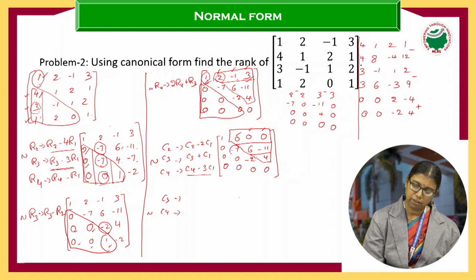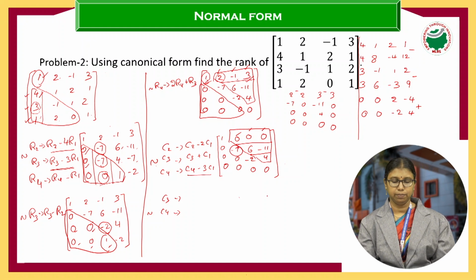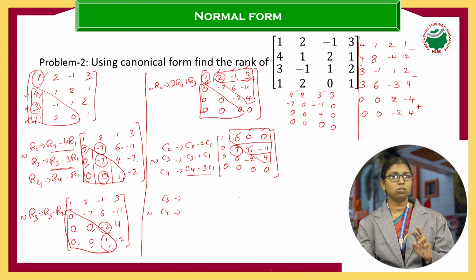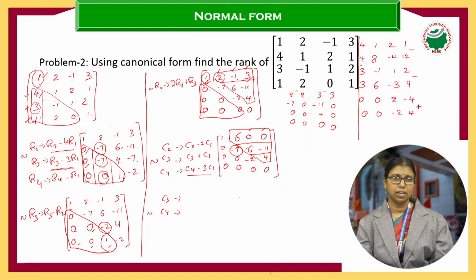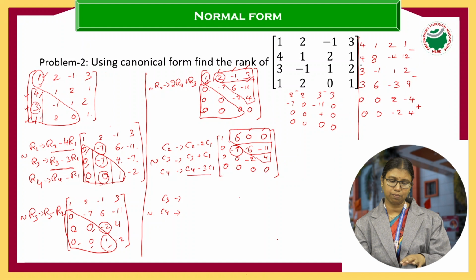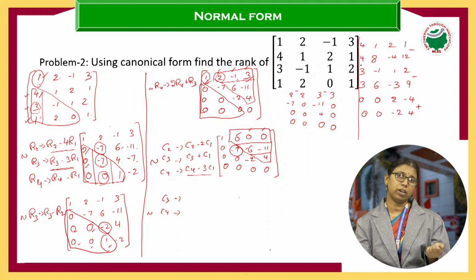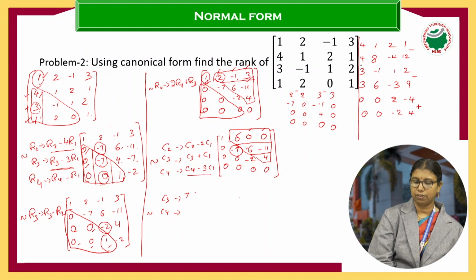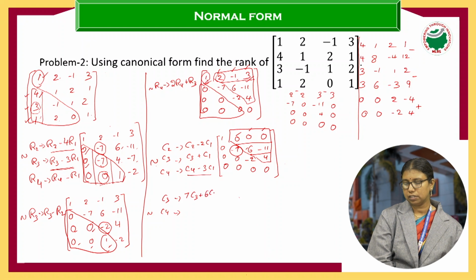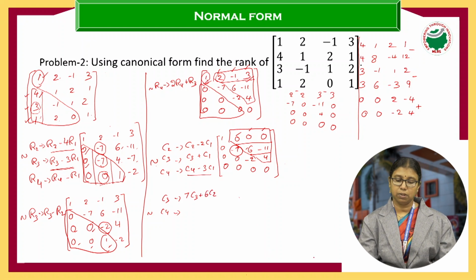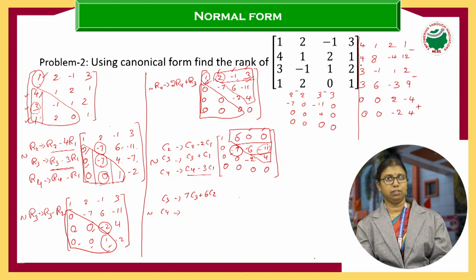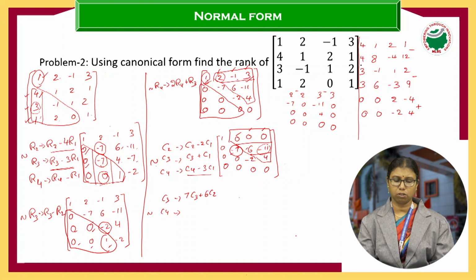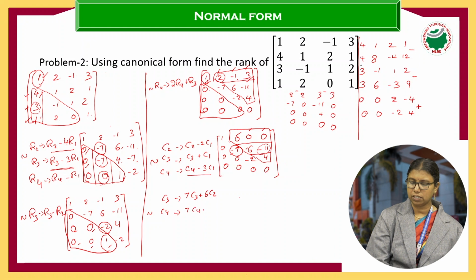The corresponding value in C2 is minus 7. Here I have 6. There is no common multiple between minus 7 and 6, so do the cross multiplication. That means you multiply the third column with 7 and the second column with 6. So 7 C3 plus 6 C2. Similarly for C4 also, here I have minus 11, here I have minus 7. There is no common multiple, so do the cross multiplication: 7 C4 minus 11 C2.